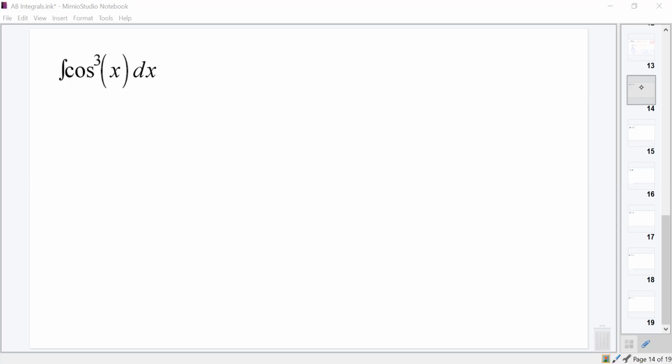Would splitting it into cosine squared and a cosine help? Cosine squared and a cosine. Yeah, that's going to be our first step. All right, so we're going to split that into cosine squared and cosine. And what am I going to do from there? Can you make cosine squared x equal 1 minus sine squared x?